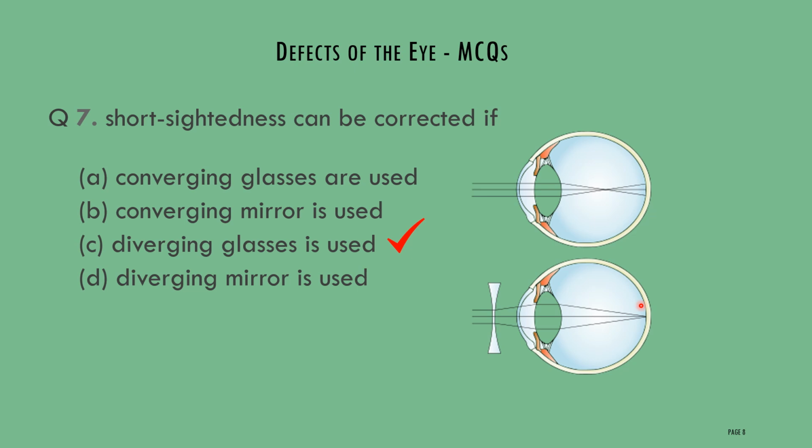How will it do that? Here compare these two pictures. When you use concave glasses, it will increase the focal length of the eye lens. What is meant by focal length? The distance between the eye lens and where the image exactly forms, that distance we call the focal length. If the focal length is increased, then the image will form exactly on the retina. Therefore the correct answer is diverging glasses are used.